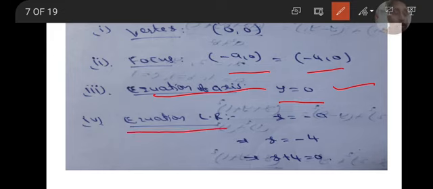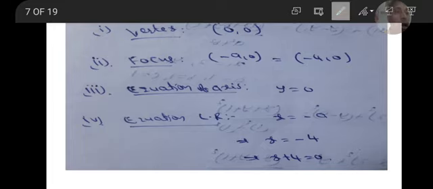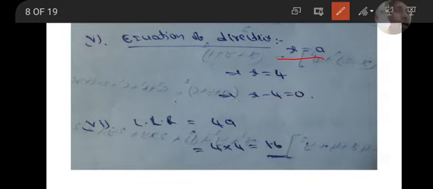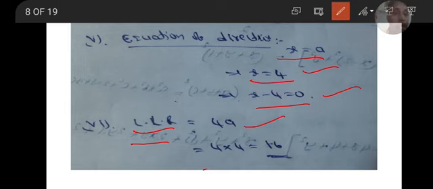The equation of the latus rectum, LR, is x equal to minus a, that is x equal to minus 4, or x plus 4 equal to 0. Next, the equation of the directrix is x equal to a, so x equal to 4, that is x minus 4 equal to 0. The length of the latus rectum, LLR, is 4a, that is 4 into 4, which is 16. These are the values.